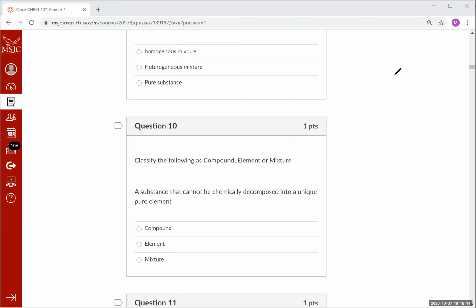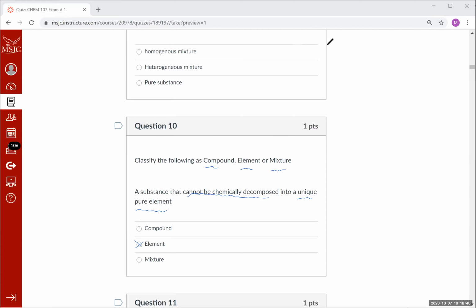So we're asked to classify the following as a compound, element, or mixture: a substance that cannot be chemically decomposed into a unique pure element. What is this the definition for? Element. Yep, exactly right. An element cannot be decomposed into a simpler, pure element.